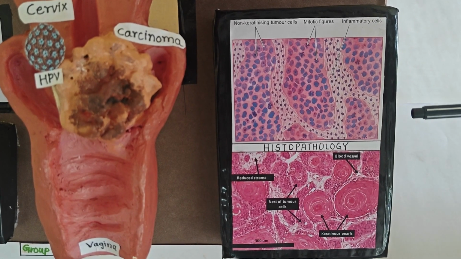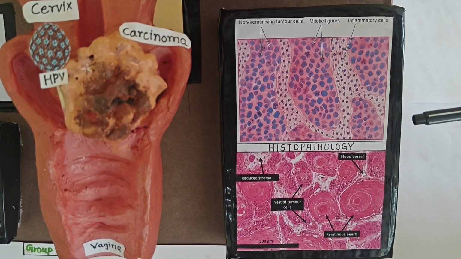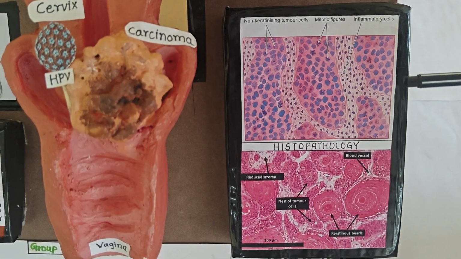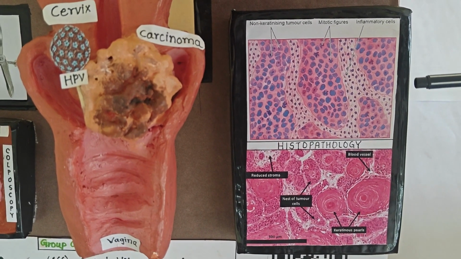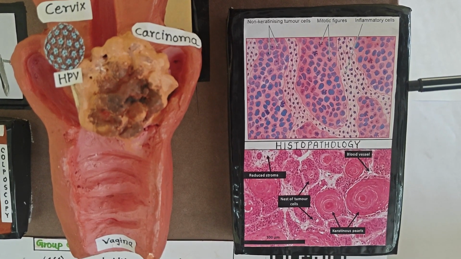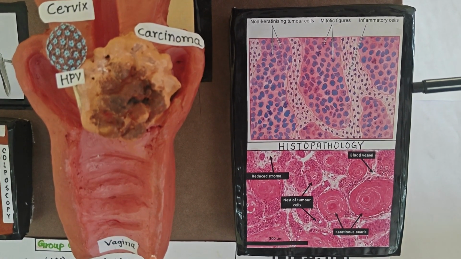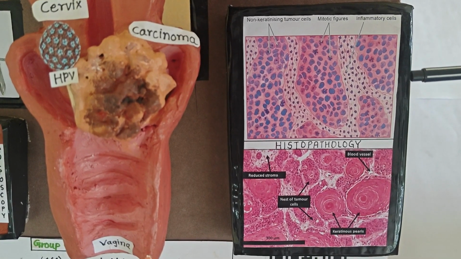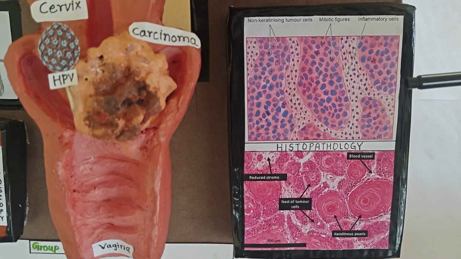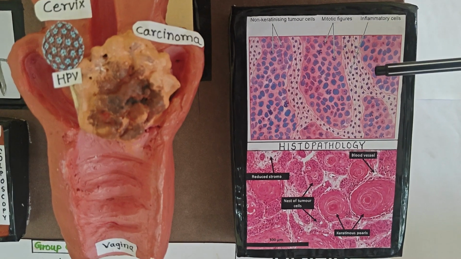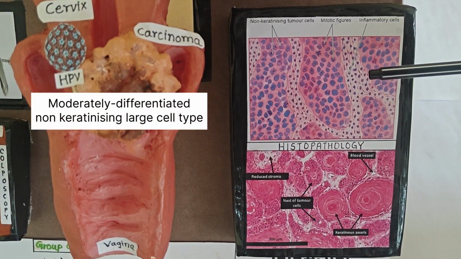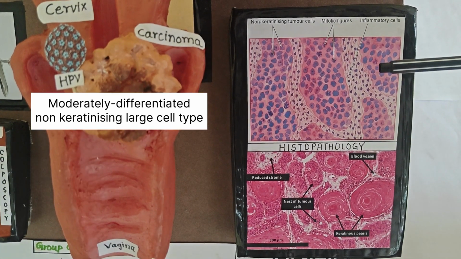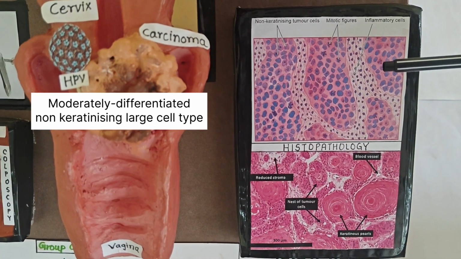Now moving on to histopathology, the most common pattern seen here is squamous cell carcinoma. Squamous cell carcinoma is composed of nests and tongues of malignant squamous epithelial cells, either keratinizing or non-keratinizing, which invade the underlying cervical stroma. In the cervix histopathology, the following patterns are seen. As shown in the diagram here, the most common pattern, seen in 70% of cases, is moderately differentiated non-keratinizing large cell type and has a better prognosis.